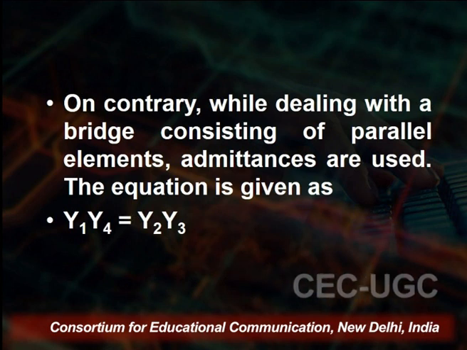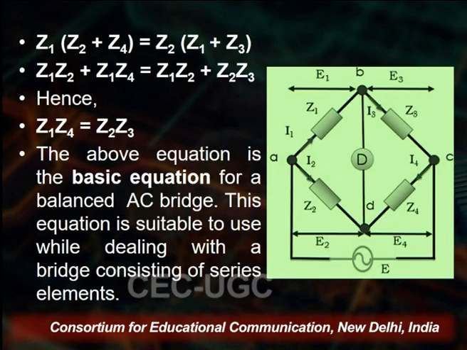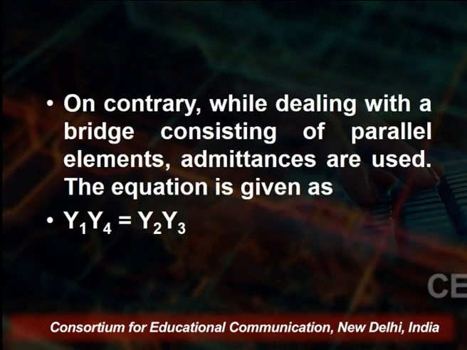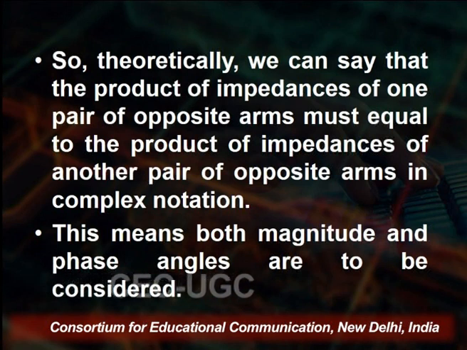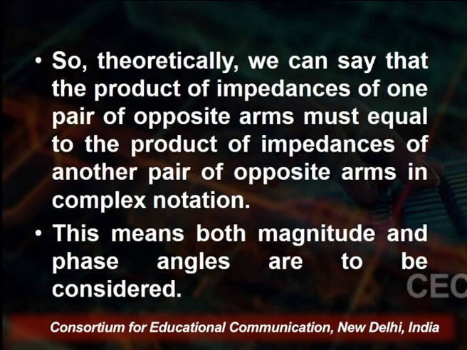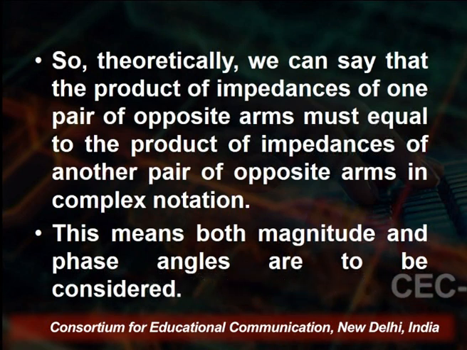So this equation will be Y1 Y4 is equal to Y2 Y3. Here Z1 Z4 is equal to Z2 Z3. Here Y1 Y4 is equal to Y2 Y3. So theoretically we can say that the product of impedance of the one pair of the opposite arms must be equal to the product of the impedance of the another pair of opposite arms in the complex notation.